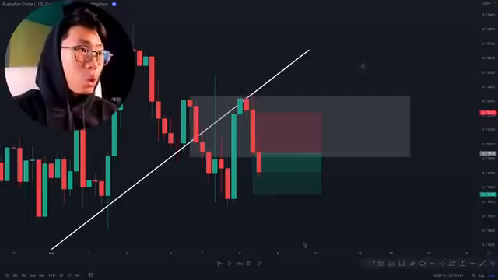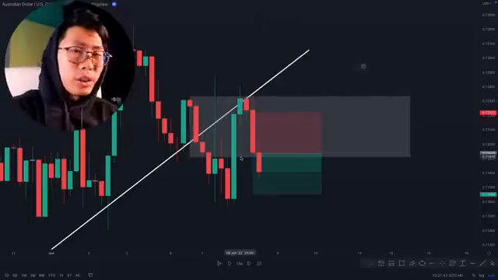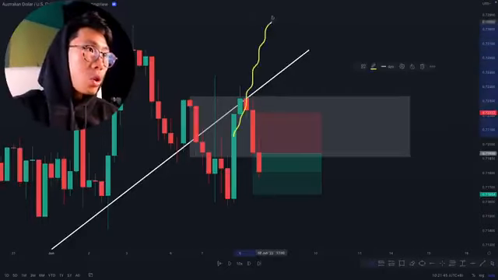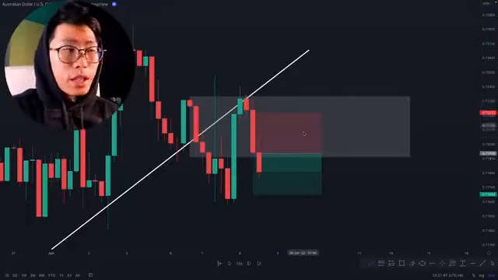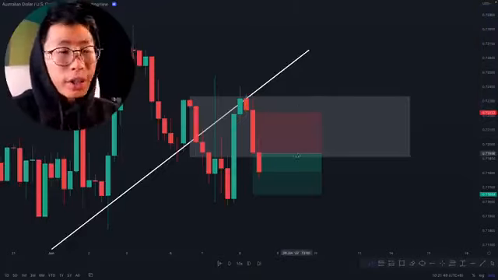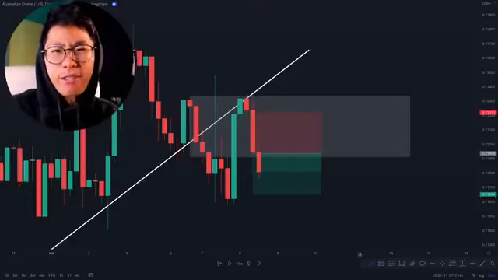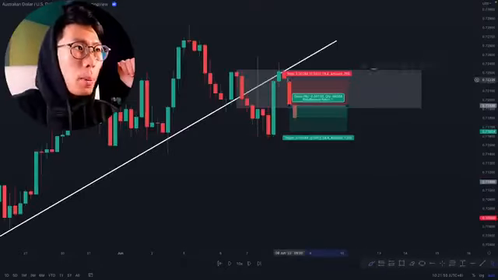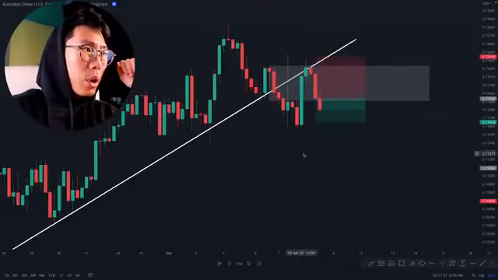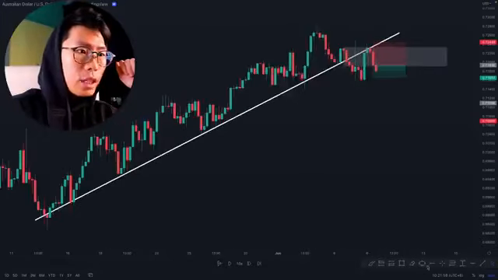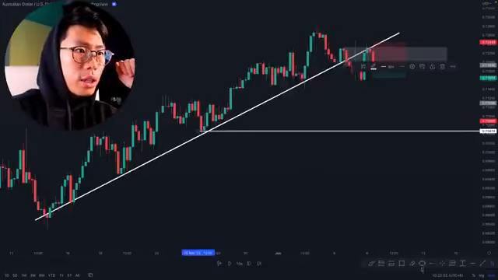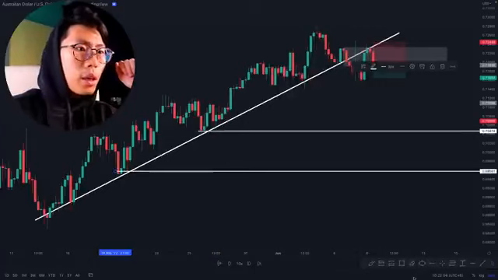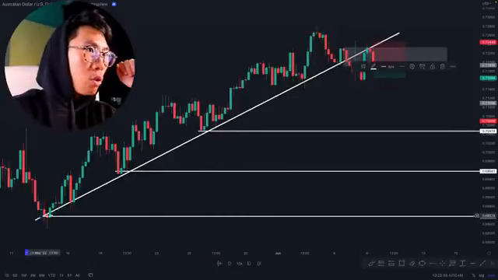If price wanted to continue this uptrend, it would just continue going up like this. But no, price did not do that. Price gave us a rejection in this area, which shows us that this is a very valid retest. So I'll place my stop loss above this rectangle area. First take profit at this point right here, point C, and then point B, and then point A right here.